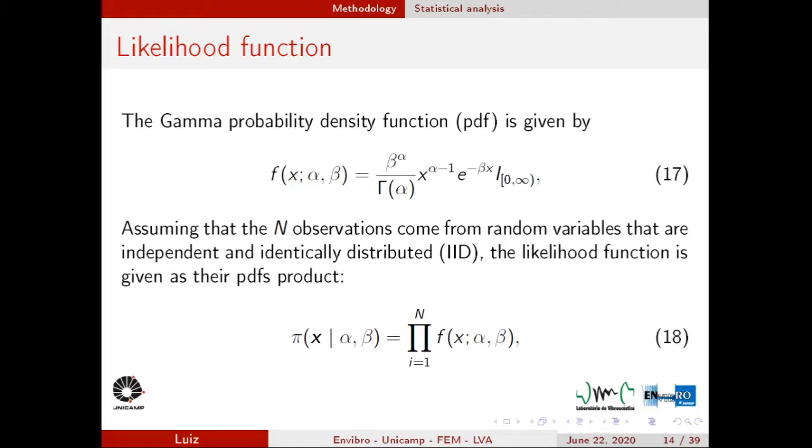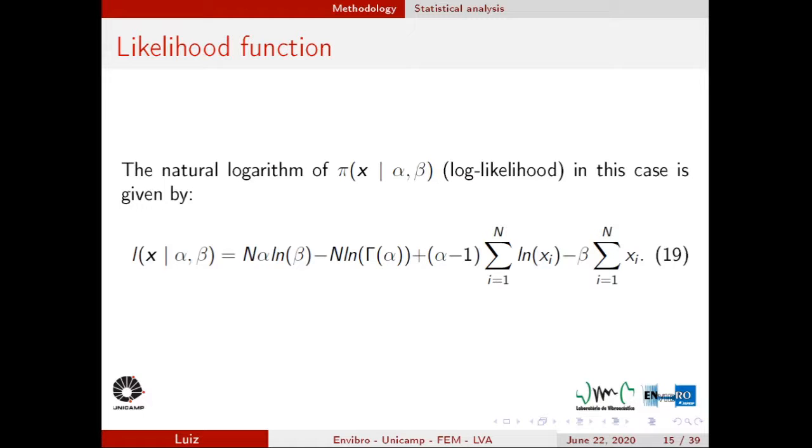For the present study, we consider that the mechanical properties E and ρ follow a gamma distribution, which has a scale and shape parameters, and assuming that we have n observations and all these observations come from the same random variables, they are independent and identically distributed, IID. Then, the likelihood function is given by equation 18, which is the product of those PDFs. In order to simplify the calculations, we can apply the logarithm of the likelihood function, which is called log likelihood, and in this case is given by equation 19.